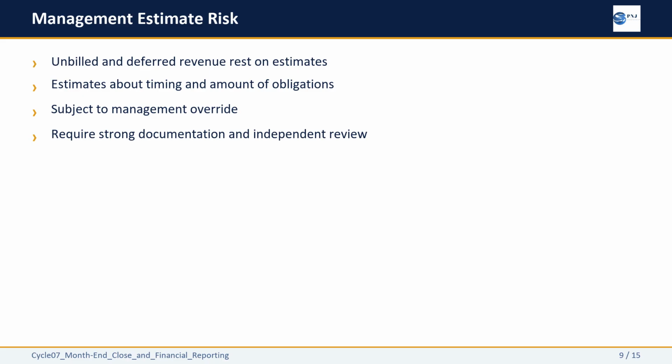The defense is the same every time. Strong supporting documentation, a clear and consistent methodology, an independent review of any change to a revenue estimate. When you can show your work and show that someone else checked it, the estimate stops being a soft spot and becomes a controlled, defensible number.